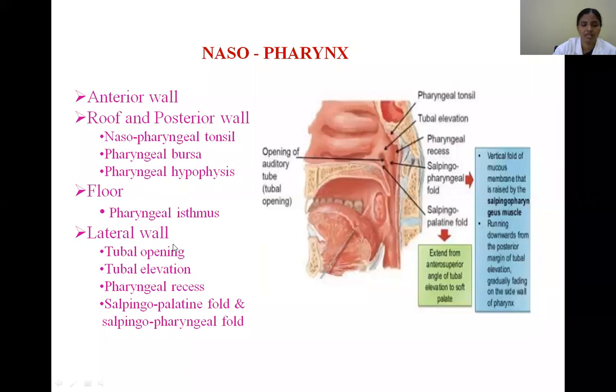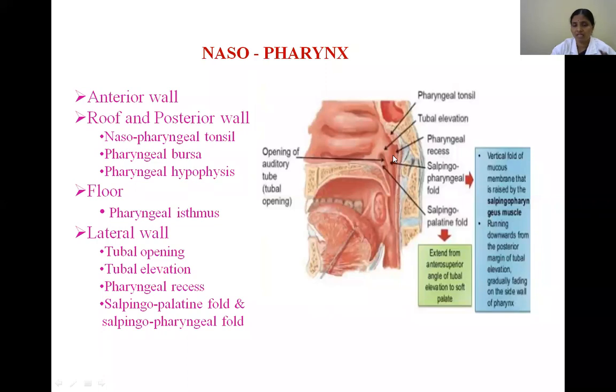And what are the various features present on the lateral wall of the nasopharynx, which are very, very important? The lateral wall presents an opening. What is that opening? The pharyngeal opening of the auditory tube. So this is one end. What is the other end? Medially it opens into the nasopharynx on the lateral wall. The other side, laterally, it opens into the middle ear. So this is an air communicating channel between the nasopharynx and the middle ear.